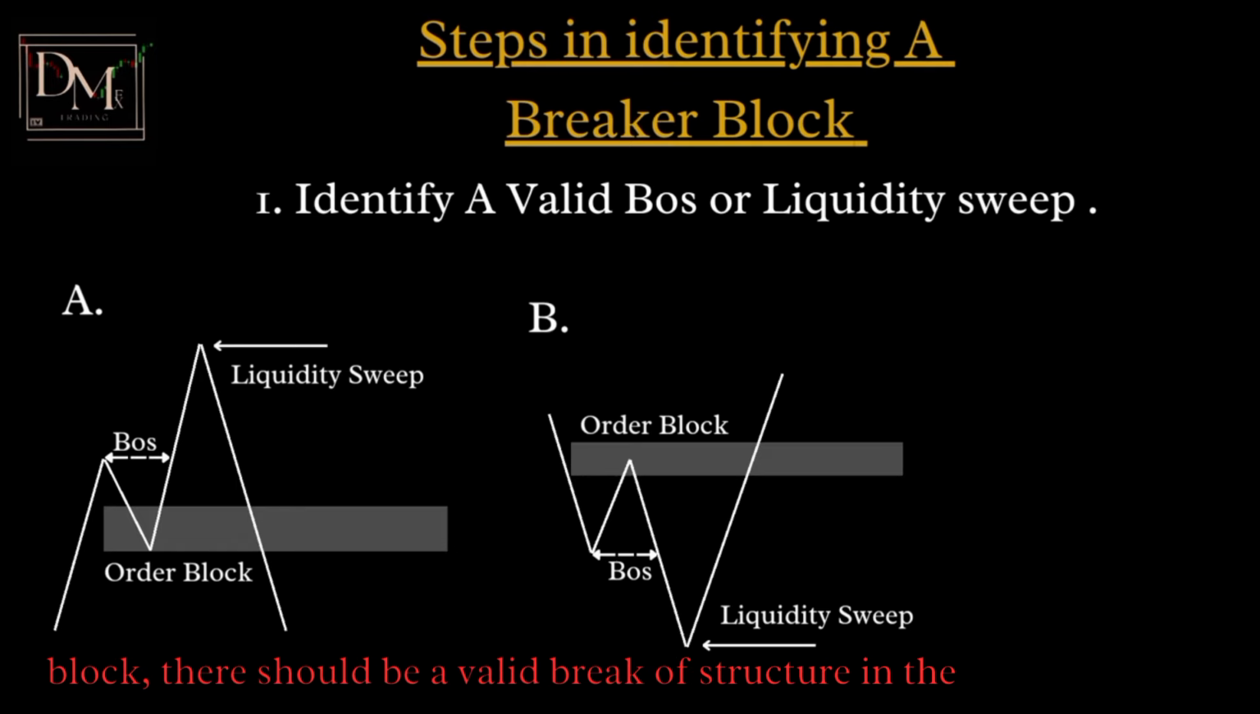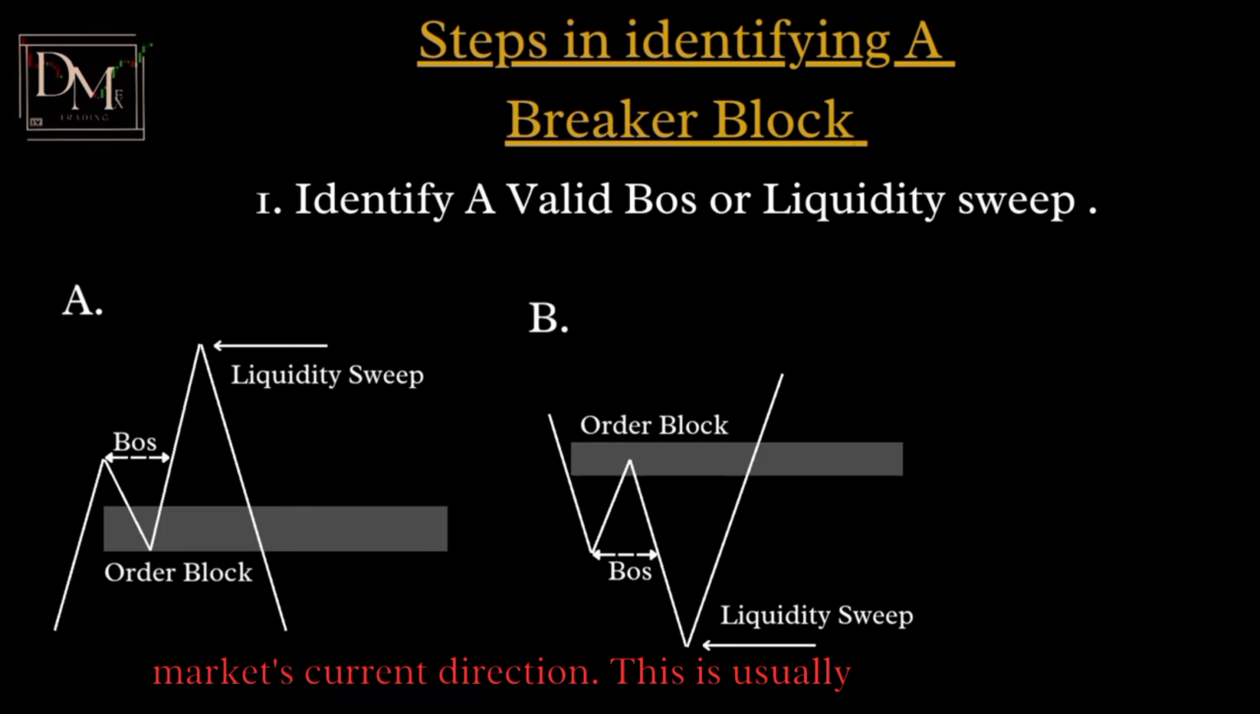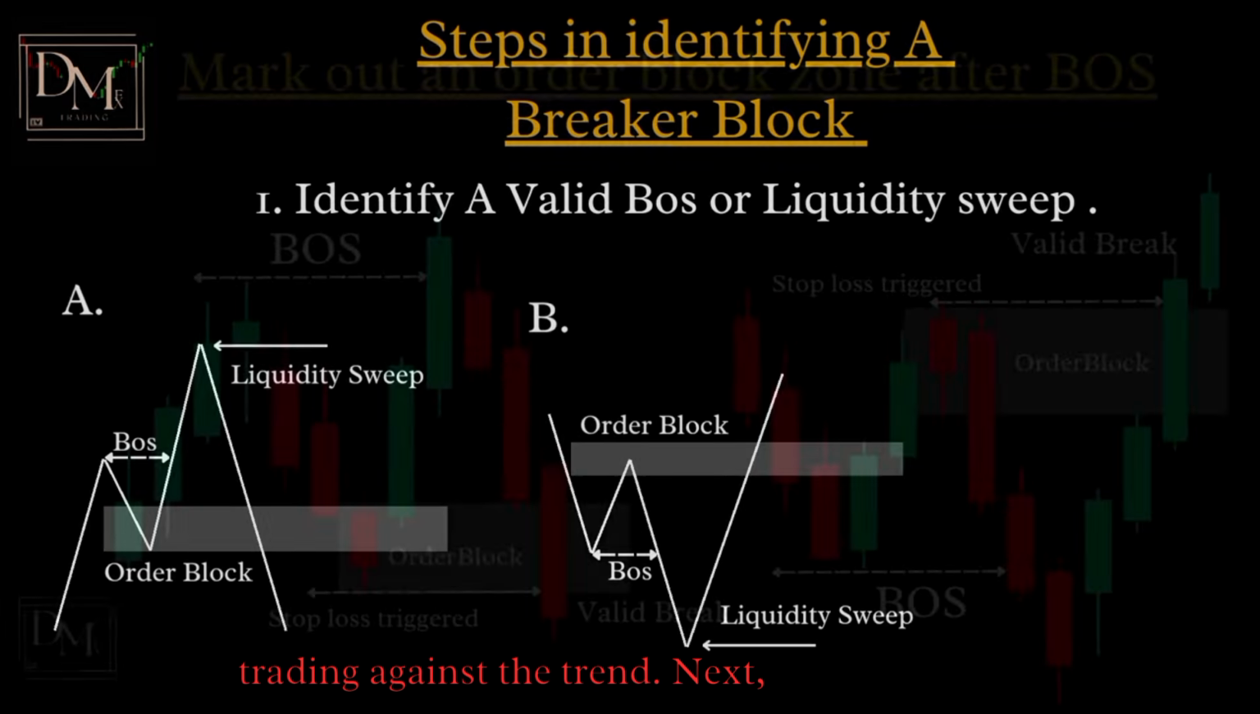To identify an order block, there should be a valid break of structure in the market's current direction. This is usually accompanied by a surge in volume, which confirms the presence of smart money. The break of structure also acts as a liquidity sweep, targeting retail traders who place stop losses at obvious levels like recent highs or lows trading against the trend.